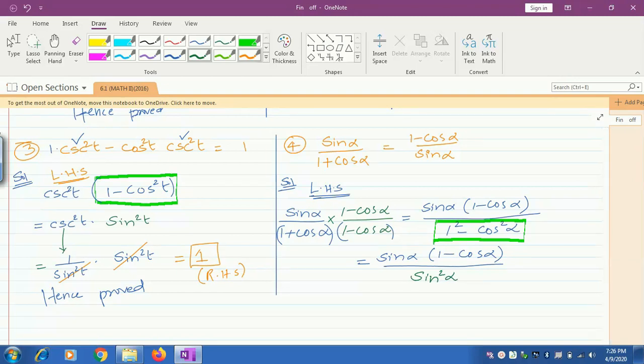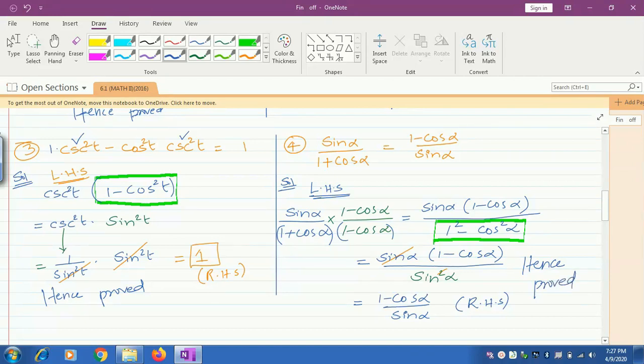alpha. Now what is cancelled? Here one sine cancels, the power gets cancelled. So the remaining is your answer. What is the remaining? Here you have 1 minus cosine alpha over sine alpha. So this is my right hand side. So hence it is proved.